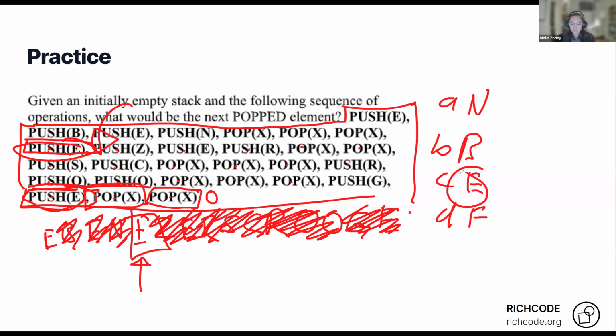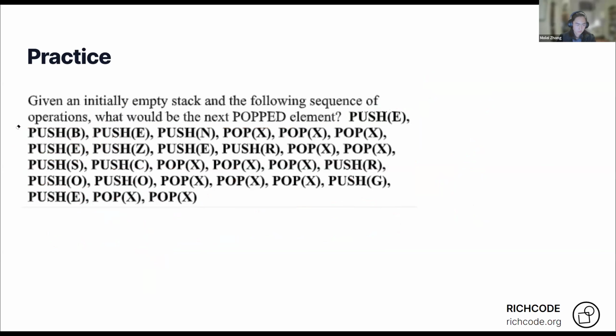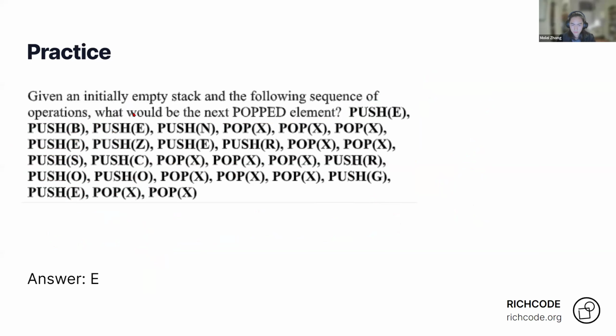It doesn't really matter which one got popped, because these could also all be completely different letters. You just have to follow the same algorithm to get to this push command. Okay. Yes, the answer was E. Let's move on.